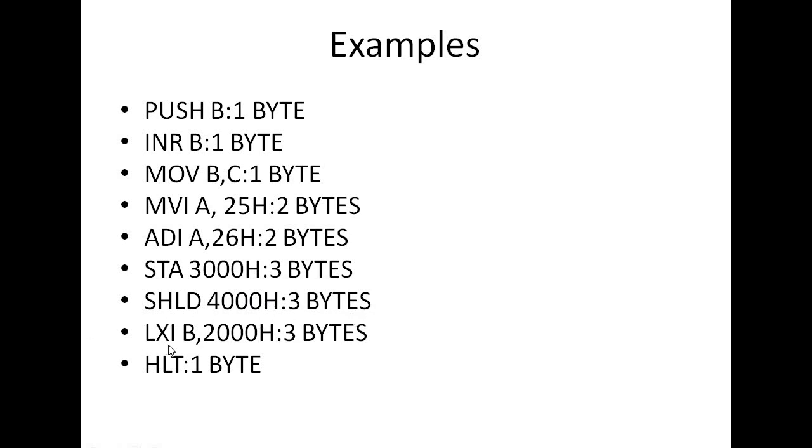Again, let us go to the next example, LXI B, 2000H. LXI B will have an opcode, right? 1 byte. 20 will occupy 1 memory location, 1 byte for the higher byte, and 00H, 1 byte for the lower byte. So making it a 3 byte instruction. Now HLT, halt. Is there any number in the instruction? No. So only one opcode for the halt, that is, it is a 1 byte instruction. I hope it is clear. Okay.